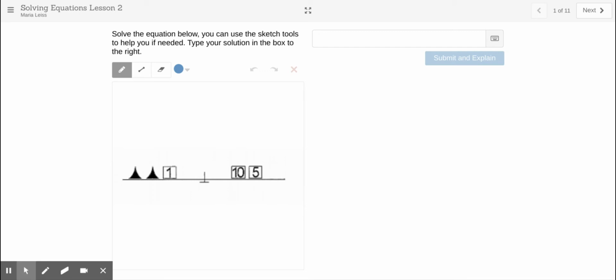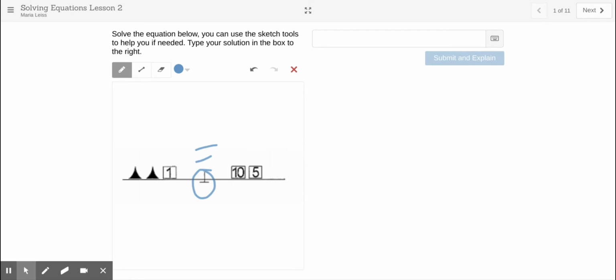All right, let's take a look at lesson 2 for our solving equations unit. So if you're watching this, you have finished lesson 1. Lesson 2 is going to start out very similar to the way lesson 1 did. You already know that this is a pictorial or picture example of an actual algebraic equation. The center right here is the same thing as our equal sign.